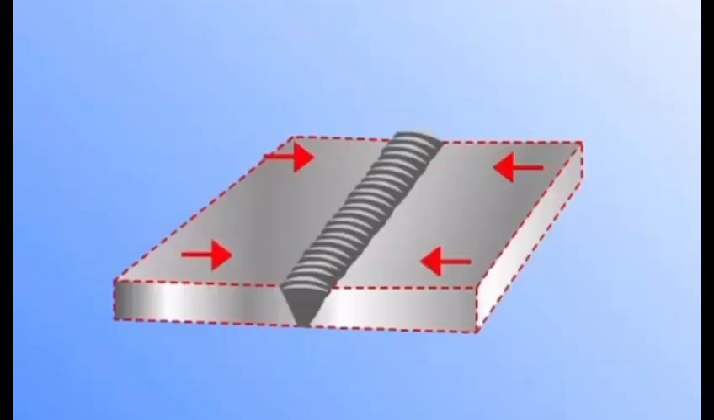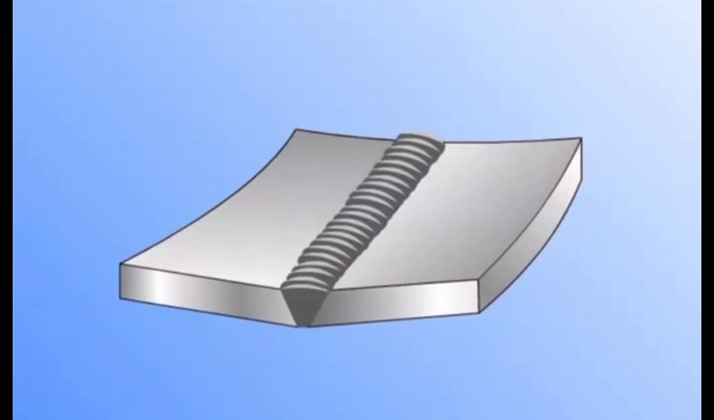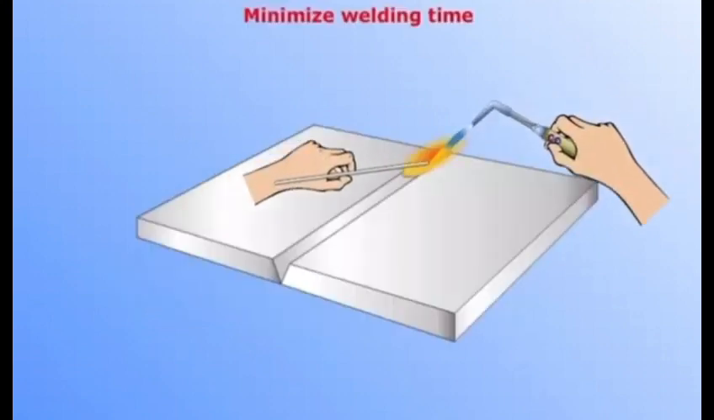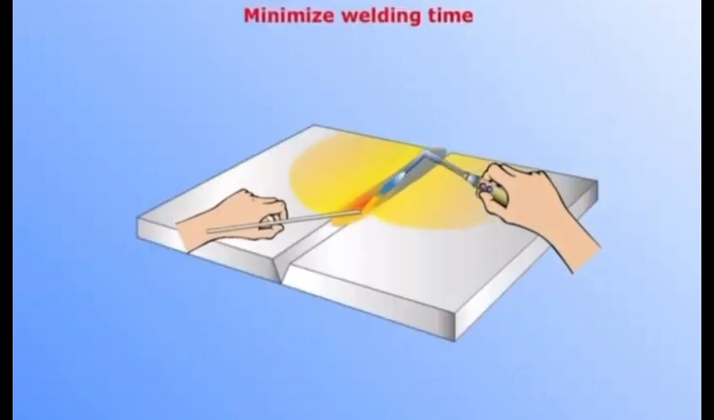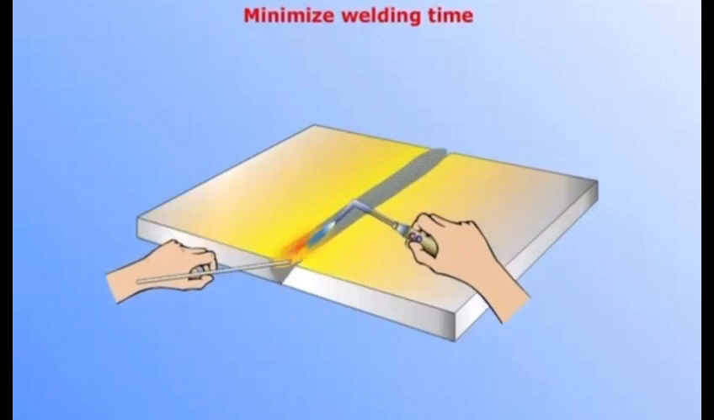Due to non-uniform temperature distribution, the weld piece may get distorted. To avoid this, reduce the welding time so that it will have enough time for the heat transmission.